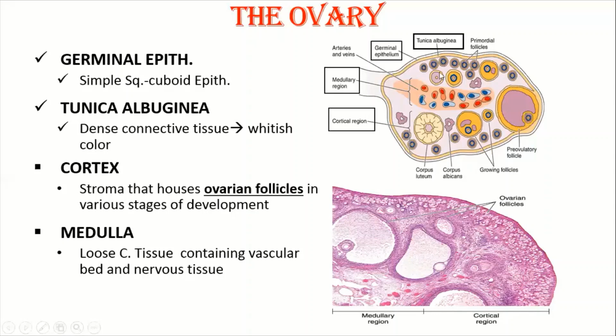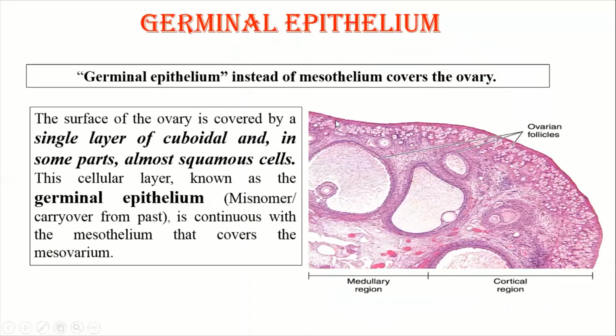This is your medulla. The medulla is surrounded by cortex all around. This is the general histological structure of the ovary. Germinal epithelium: the germinal epithelium is actually a single layer of cuboidal epithelium. In some parts, it may be squamous also, and this germinal epithelium is actually a misnomer.